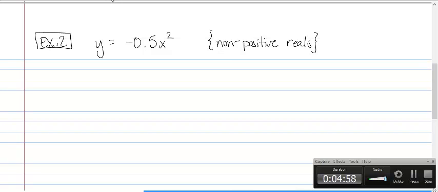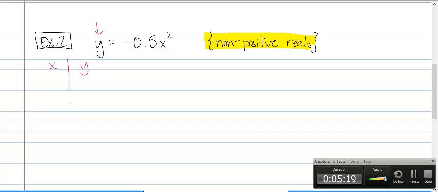Okay, so moving on. Example 2, so very similar. We have our dependent variable isolated on one side, that's good. We have everything else over here. This time the range that I'm giving you, non-positive reals. And again, we have this decimal that you might want to think about when you put some value into your x's.